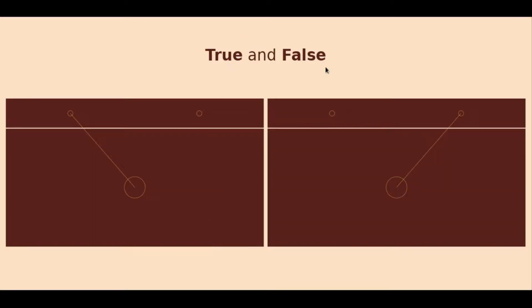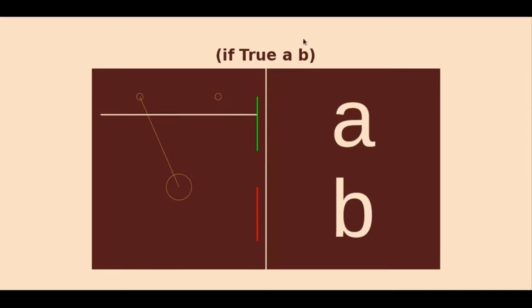Again, these are the true and false functions. I'm going to use the multiple arguments version. This is how we write if true a b. We have the test boolean right here, this is the conditional, and we have two vertical bars. The green one indicates the true alternative and the red one indicates the false alternative. Let's see how it works.